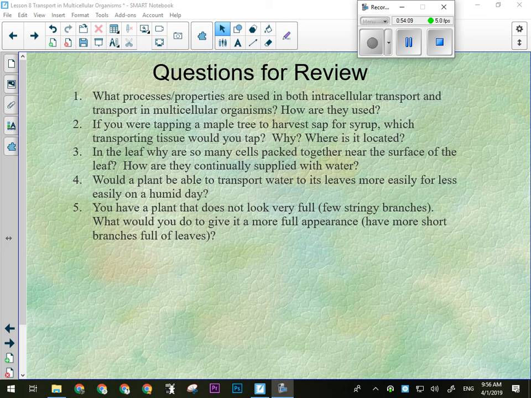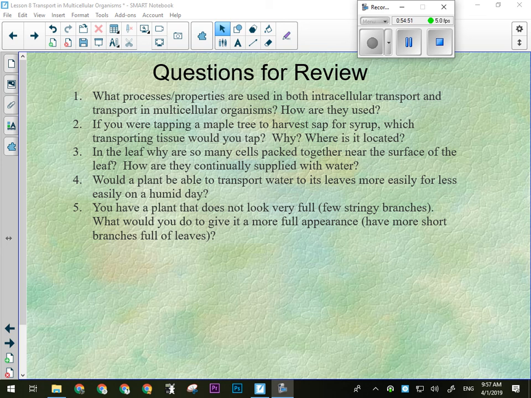Okay? Right, number 4, would a plant be able to transport water to its leaves more easily or less easily on a really humid day? Well, actually, it's going to be less, because if there's already a lot of water vapor in the air, then it's harder for more water vapor to get into the air. Okay, so on a really, really humid day, you're not going to see as much evaporation. On a dry day, the rate of evaporation is much higher. Okay, it's not necessarily that the rate of photosynthesis is any higher or lower on a dry versus a humid day, but the rate of water loss on a less humid day is much greater than on a humid day.